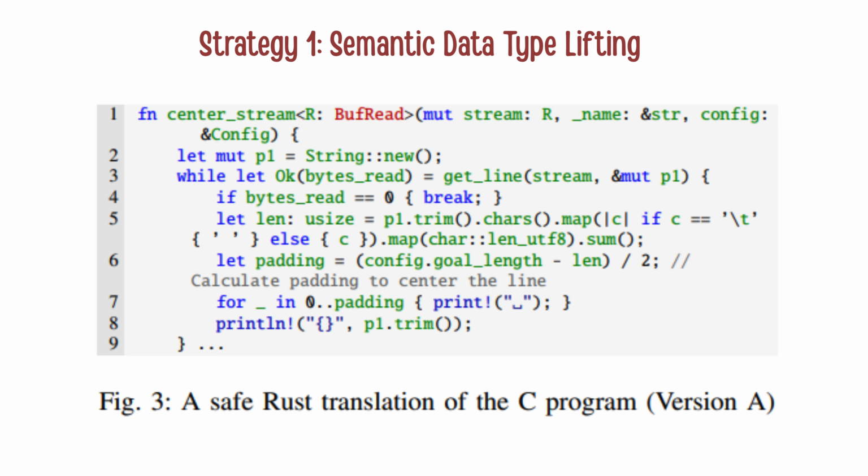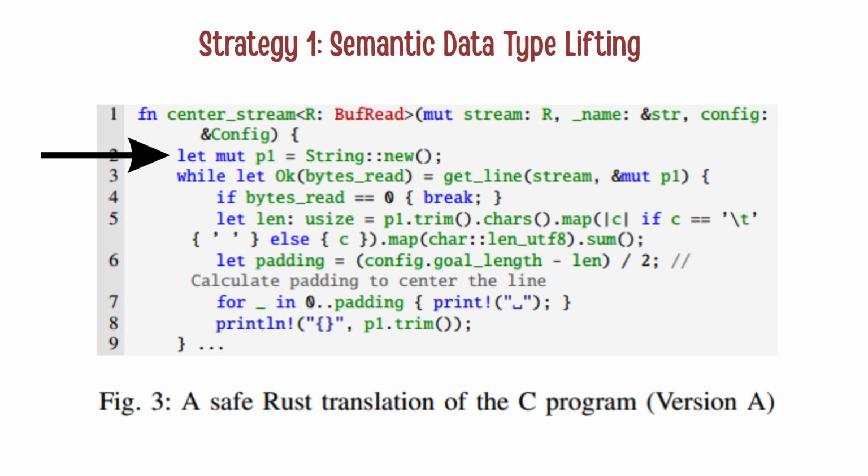The first strategy is called semantic data type lifting. Instead of asking, how do I translate this pointer? Participants asked a much smarter question. What does this pointer actually represent? For example, many C programs use character pointers to represent strings. Rather than translating character into another pointer in Rust, participants simply replaced it with Rust's built-in string type.